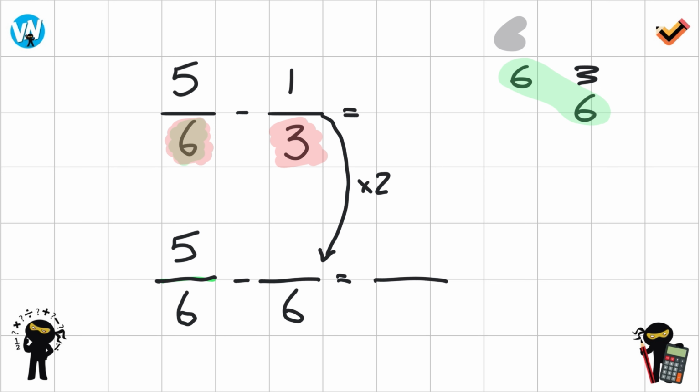So that is going to become 2. 2 times 1 is 2. And then we're in a position, we're in green light position. We can just go ahead and answer the question. 5 take away 2 is obviously 3. So we've got 3 over 6. Very, very simple, all right?